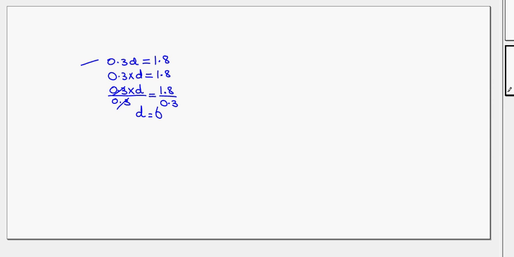What's the next question? Okay, so we're looking at another one now. We're looking at 1.2x minus 0.8 is equal to 0.8x plus 1.2.